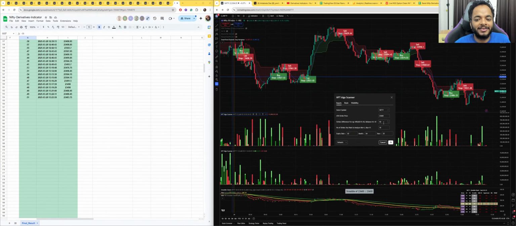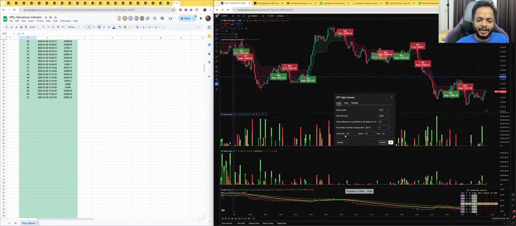Now the strike difference is 50 for Nifty. All you need to know is that the difference between two consecutive strikes is 50, so that is why 50. For stocks, you will see Reliance it's 10, for TCS it's 50, for HDFC it's 20, for ICICI also I think it's 20. Accordingly you have to set this, and the number of strikes you want to analyze. I usually put it 6 or 5 or something.